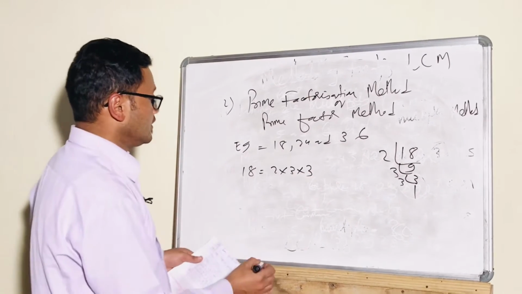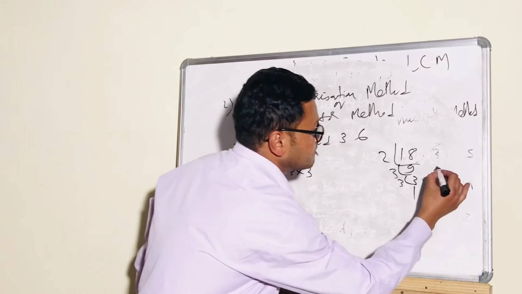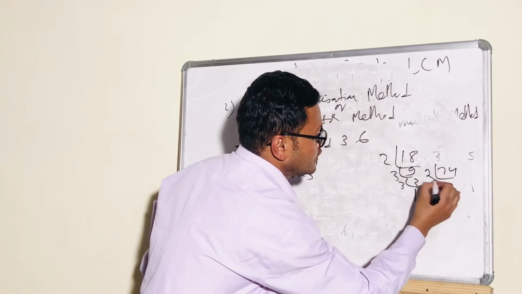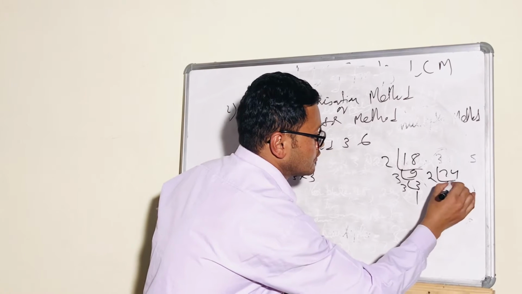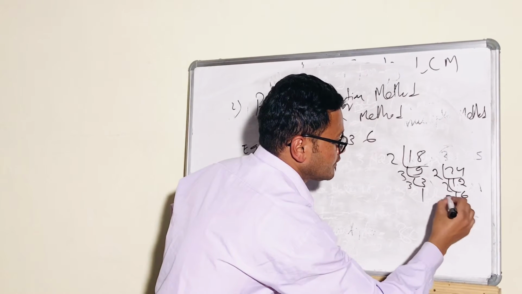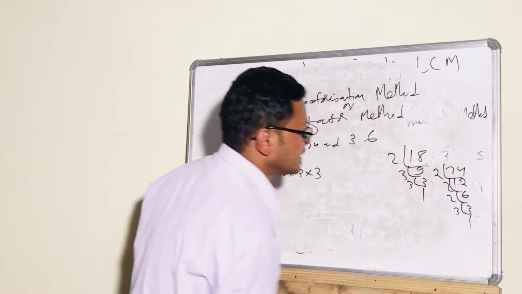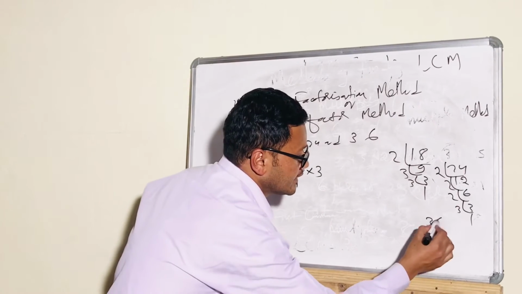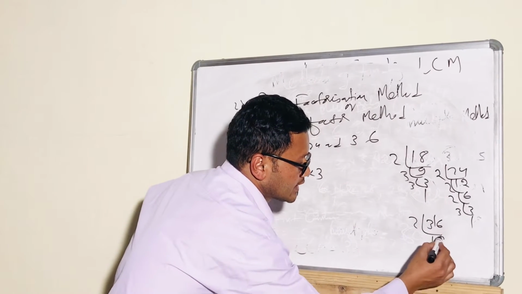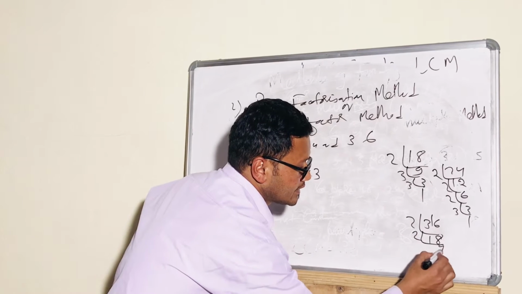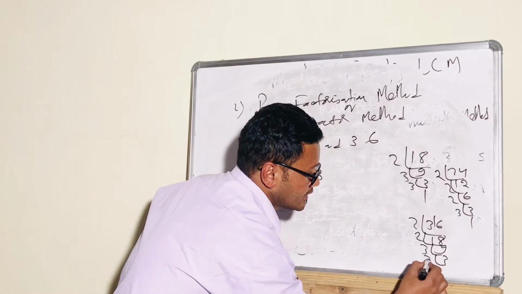Now another one, 24. 2 ones are 2, 2 twos are 4, 2 sixes are 12, 2 threes are 6, 3 ones are 3. Now 36: 2 ones are 2, 2 eights are 16, 2 nines are 18, 3 threes are 9, 3 ones are 3.